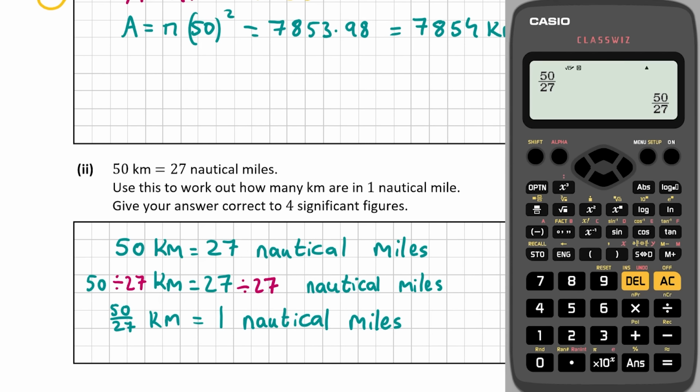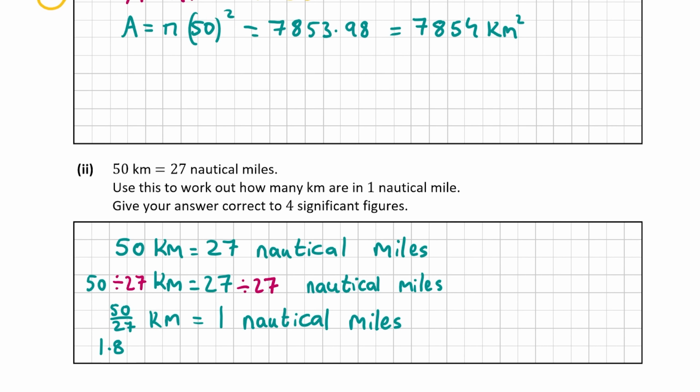And we get the fraction again. However, we want it as a decimal. So once again, click the S to D button just above the delete button there. And you get 1.851. But again, I want to make this bigger, so click the button again. And you get 1.851851852.